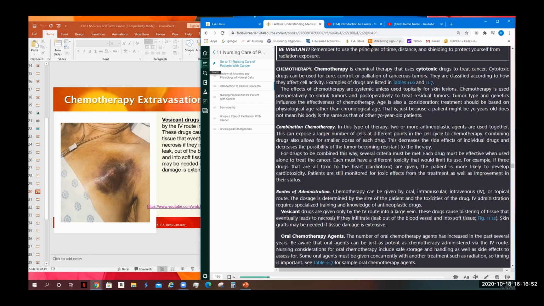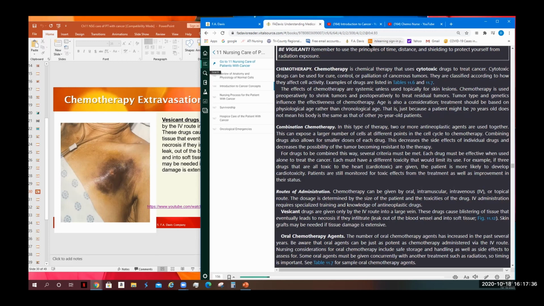Chemotherapy is used pre-operatively to shrink tumors and post-operatively to treat residual tumors. Tumor type and genetics influence the effectiveness of chemotherapy. Age is also a consideration. Treatment should be based on physiological age rather than chronological age. That is, just because a patient might be 70 years old does not mean his body is the same as that of other 70-year-old patients.